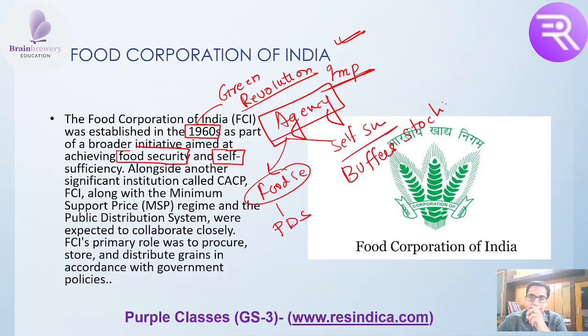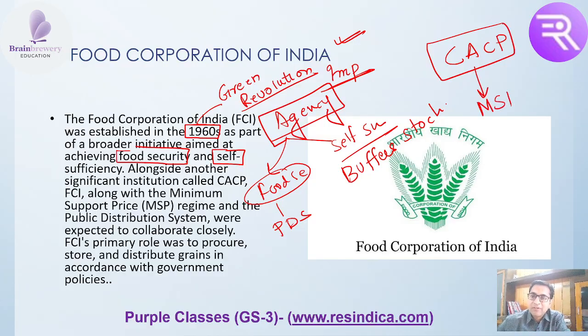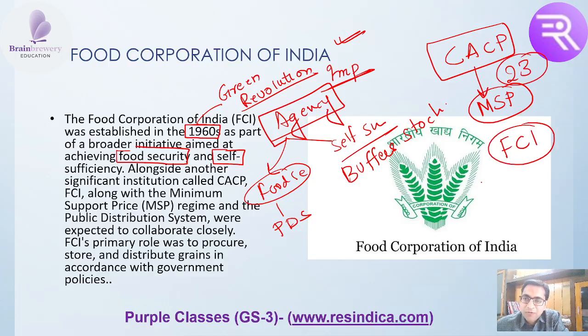So that is the role of the FCI, right? We have already discussed the CACP, the Commission for Agricultural Costs and Prices, which sets the MSP in our country. Once the CACP has set the MSP for 23 crops, it is the role of the FCI to procure the food grain or other things mandated under that act at MSP and keep them at their warehouses, because they have to send them to the PDS system. So the main role of FCI is to procure, store, and distribute grain in accordance with government policies.